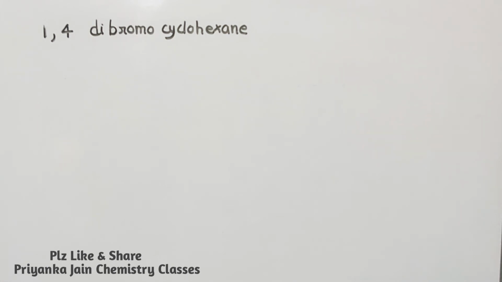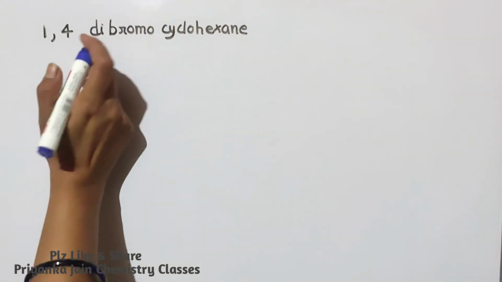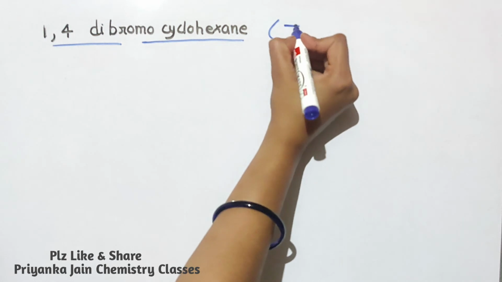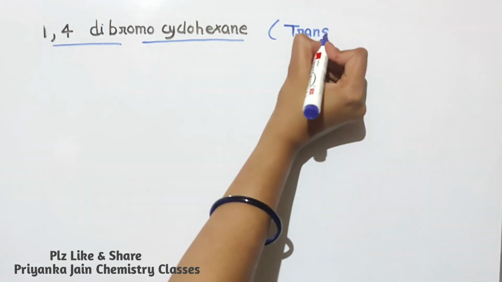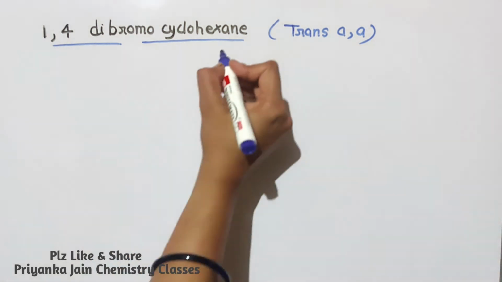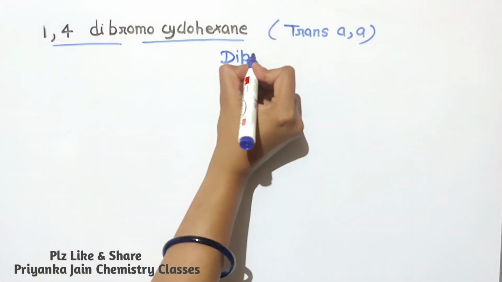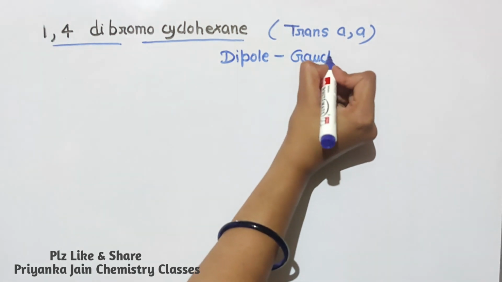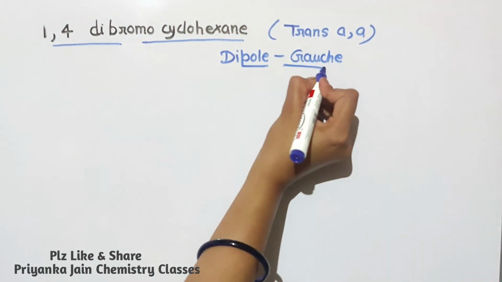Okay, but whenever different substituents are present, then the condition may also be different. For example, if we see 1,4-dibromocyclohexane, in this case the trans axial-axial conformation is the most stable conformation, and this is due to the dipole-Gauche interaction. In this form there is dipole-Gauche interaction, so this form is more stable. Okay, so this you will have to remember.